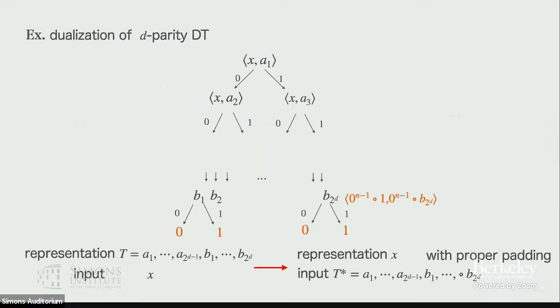For example, we can verify that the previous example for dualization, parity decision tree, satisfies this condition. Roughly speaking, this is because, let's consider the input as a sparse string. Then at each internal node, we only look at a constant number of inputs. And vice versa.